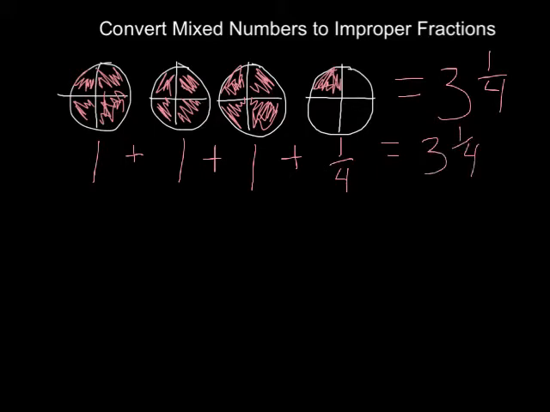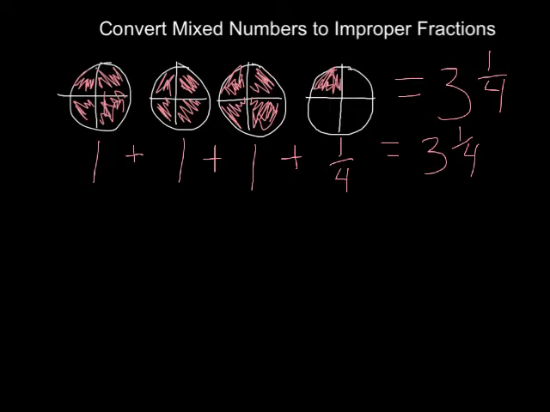Now the question is, let's change this actually to a pizza problem. Let's say we have 3 1/4 pieces of pizza left. Well, we know that each pizza is split into 4 equal parts. And we also know that we can find equivalent fractions by multiplying by the number 1.